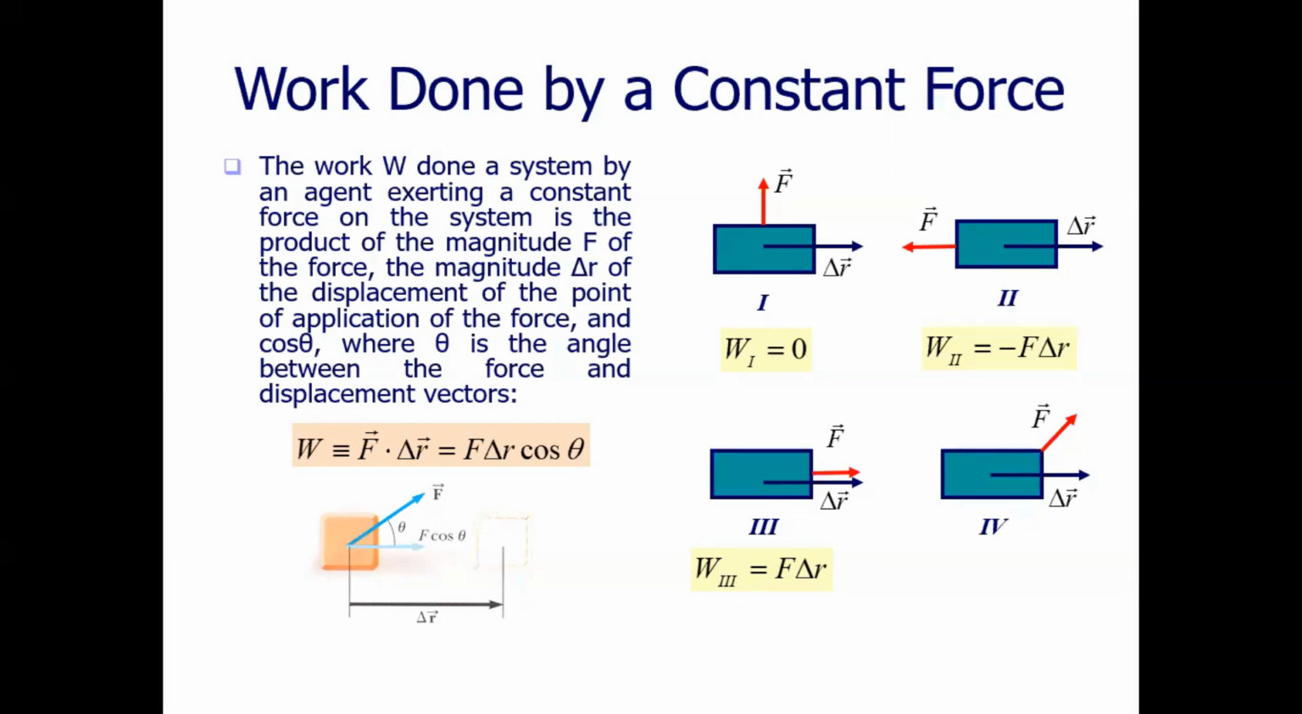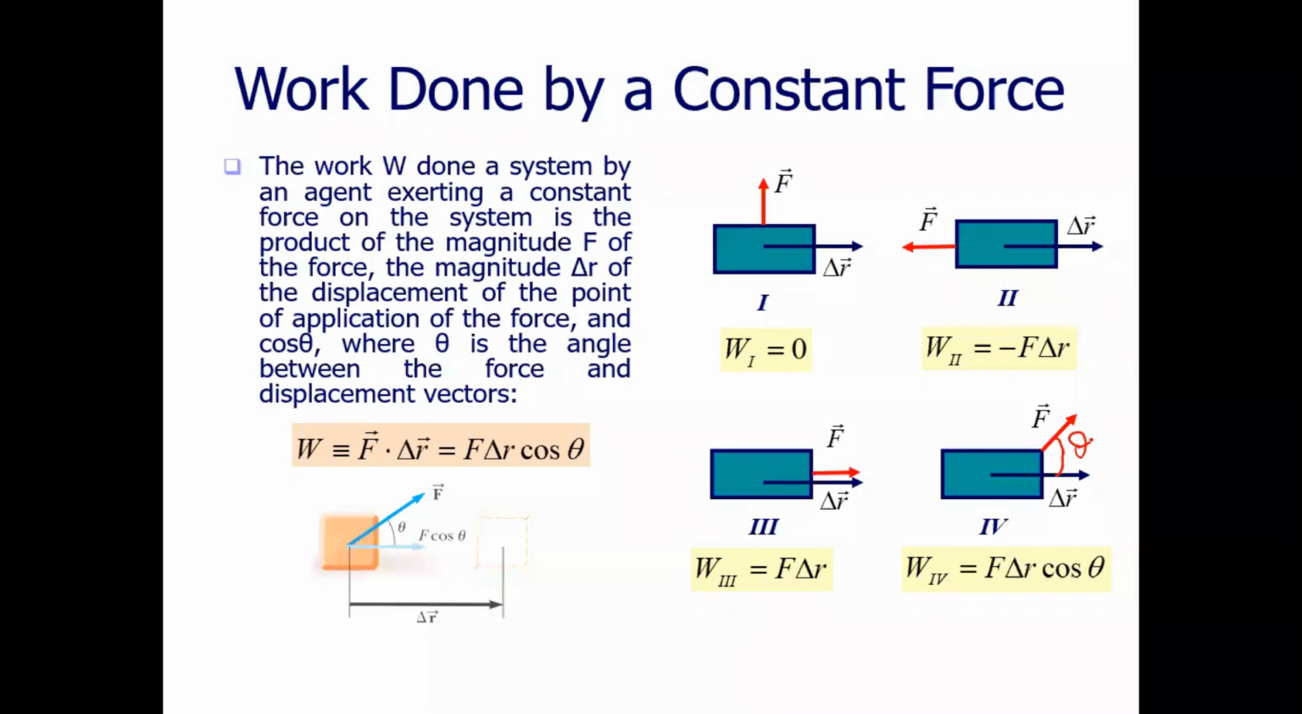Now, what about scenario number 4? We have just been given a general angle. You see the angle between these is just a general angle, equal to theta. So what is the work? Then the work in general is just that for scenario number 4.